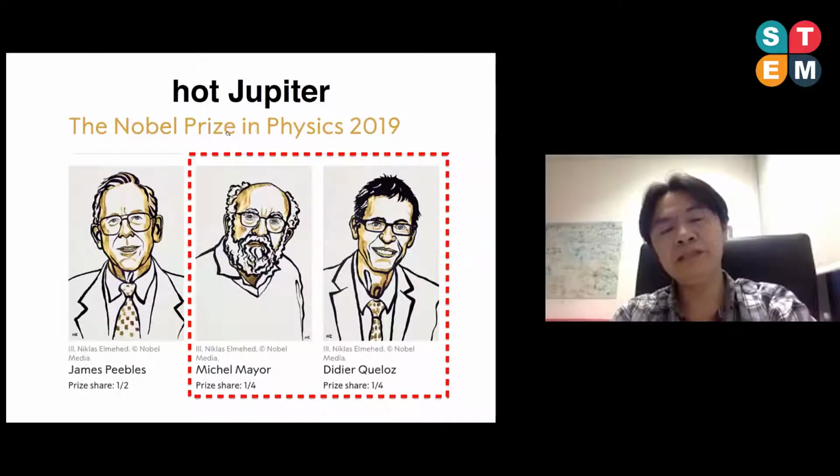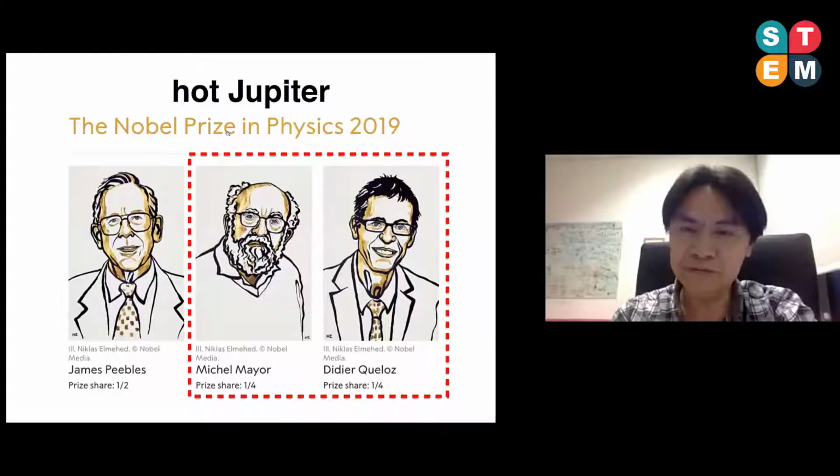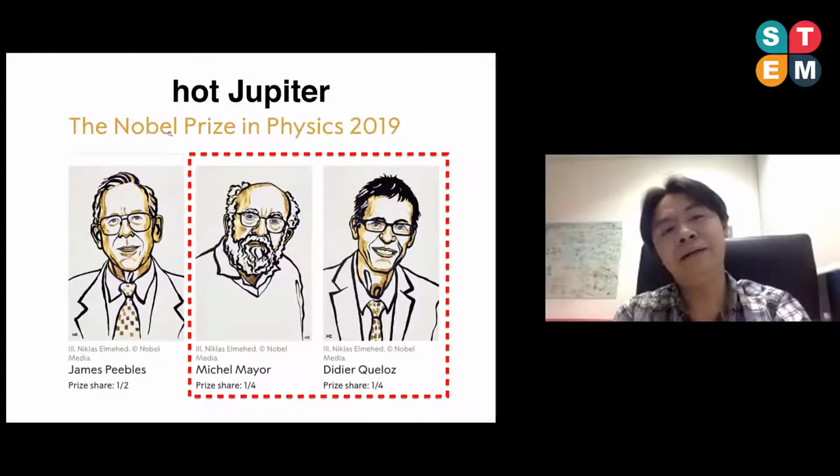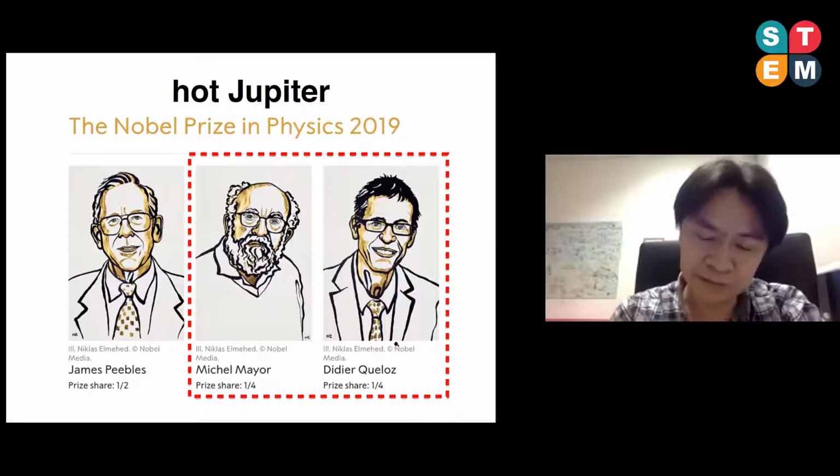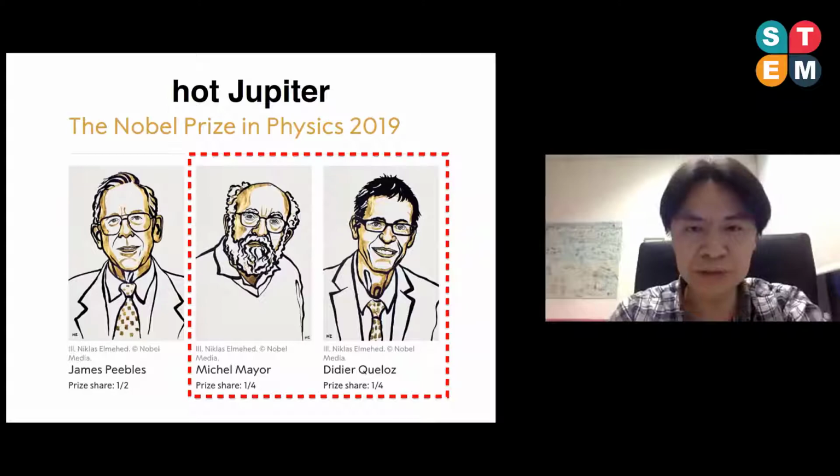As you may know, the hot Jupiter is the first class of exoplanets that were detected around a solar-type star. For that reason, half of the Nobel Prize in Physics 2019 was awarded to Michel Mayor and Didier Queloz for their discovery, of course, for their outstanding contribution in the field.